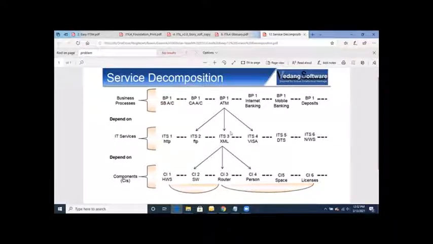Okay, if any one of these is down, then the ATM will be down. Correct? Right. And these services are further made up of various components of the infrastructure which are called your CIs. CIs, right. Configuration items. So these configuration items make up a service. For example, a software, a router and a person, they make up a service called XML web service. If the router is down, then this XML web service will be down, and in turn your ATM will also be down, and it won't be working.